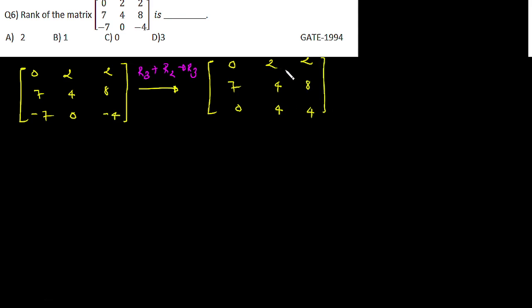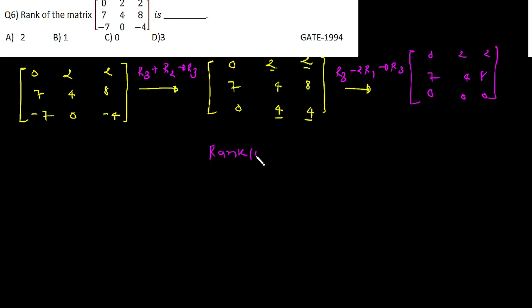Now we can see that the first row and the third row are linearly dependent. We can reduce it further, but we can say from here that the rank of this matrix is 2, because these two rows are linearly dependent and the first and second rows are linearly independent of each other. So R3 minus R1. After this operation we get the matrix as now. We can see that the first and second rows are non-zero, so the rank of this matrix is simply 2. So option A is the correct one.